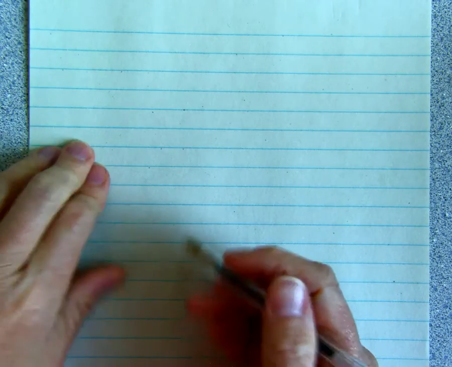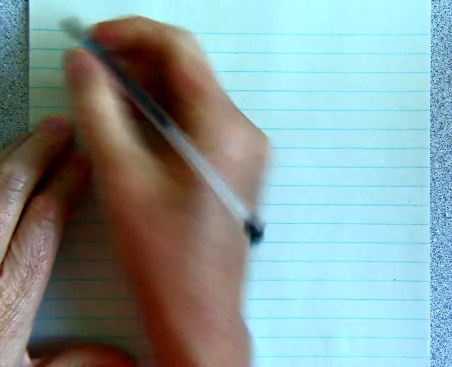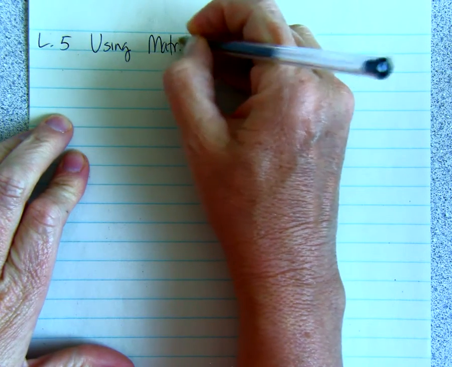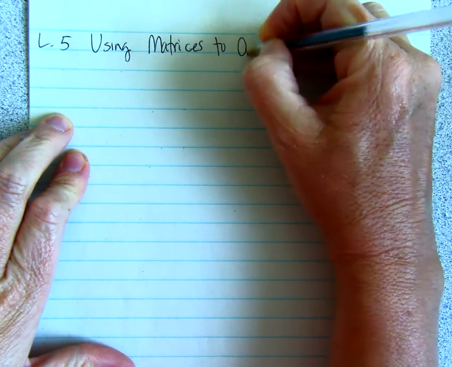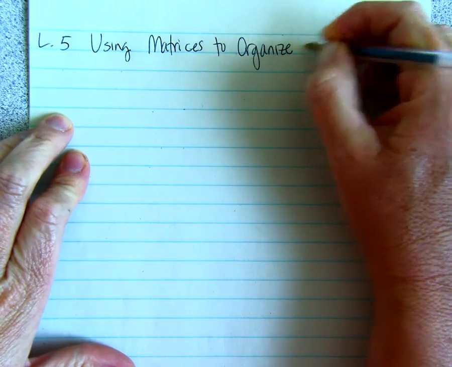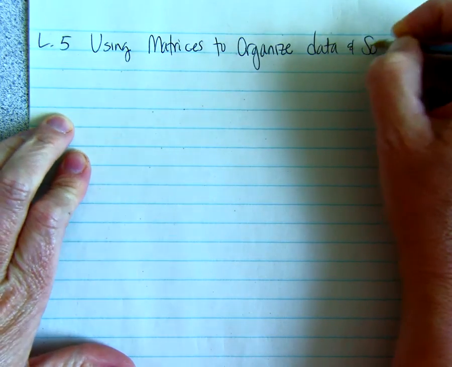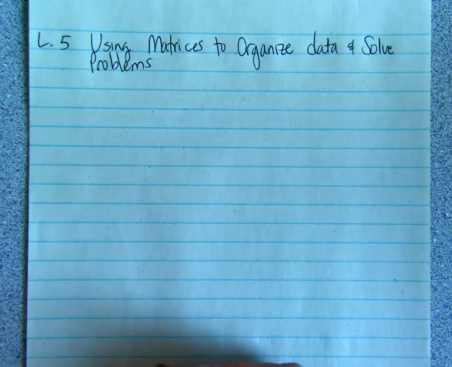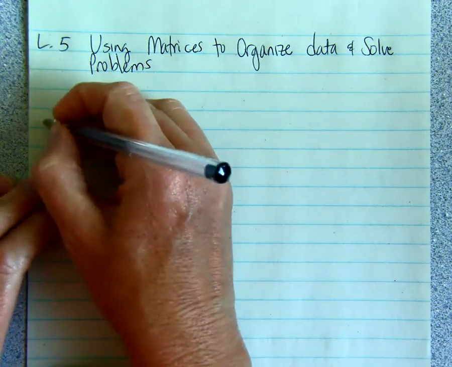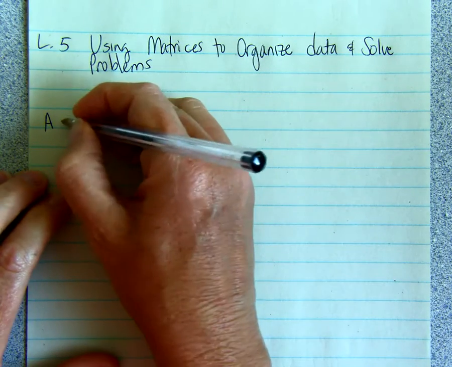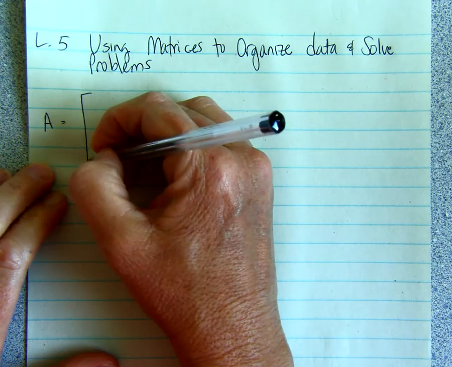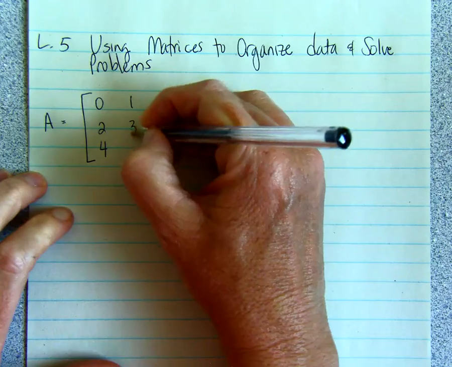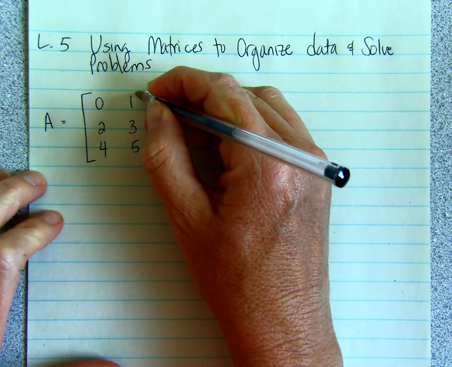Lesson 5, using matrices to organize data and solve problems. So, a matrix is just a rectangular array of numbers. So let's do an example. Here is a matrix.